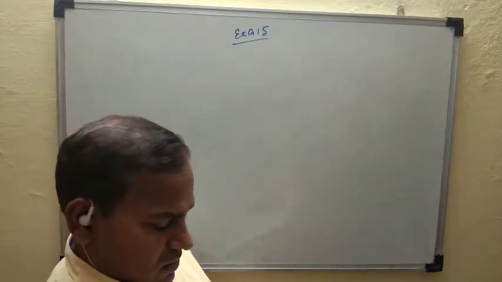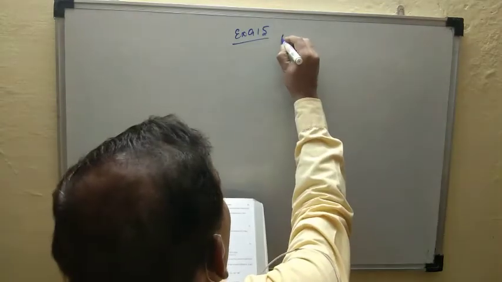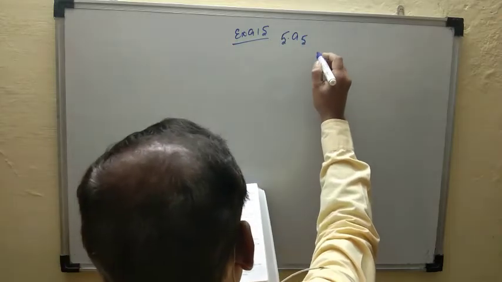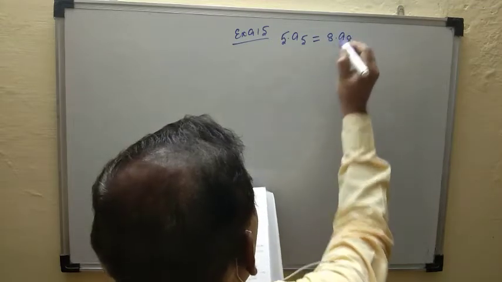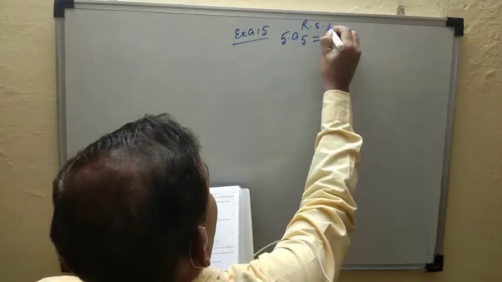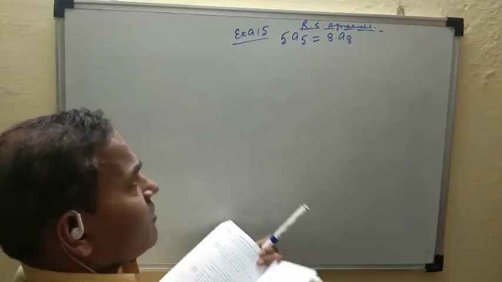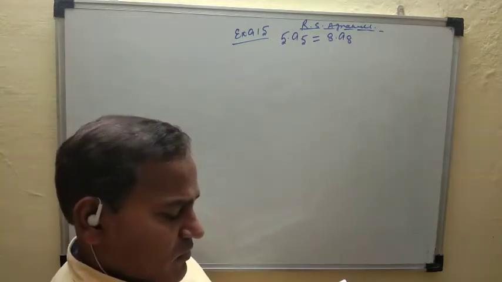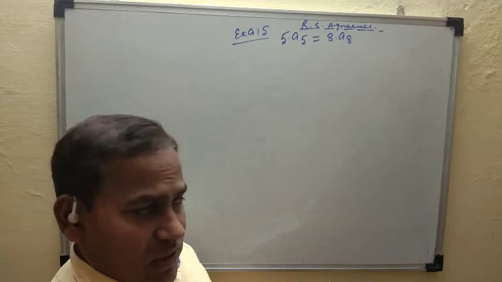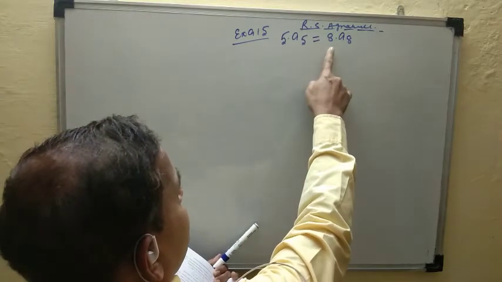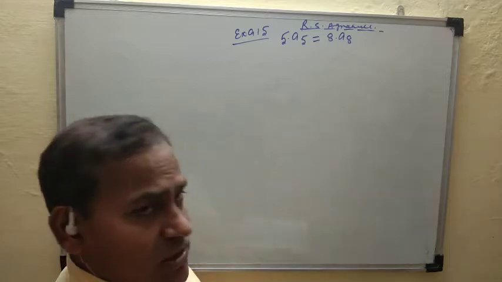The question is: if 5 times the fifth term of an AP is equal to 8 times its 8th term, that is 5 into A5 is equal to 8 into A8, then show that its 13th term is 0. This is from R.S. Agrawal.